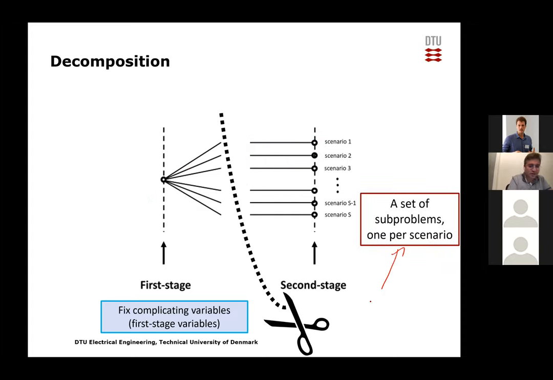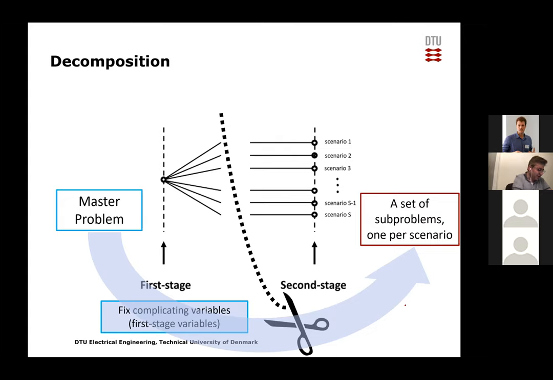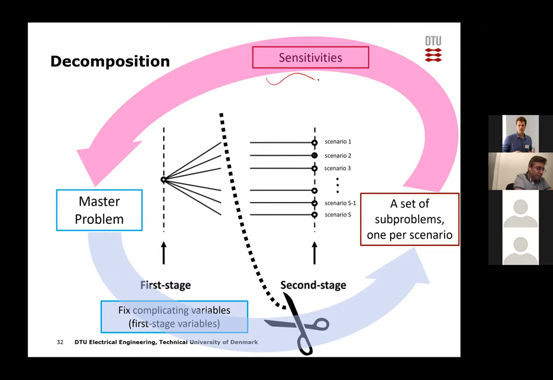So we have a set of subproblems, one per scenario, and we have one master problem. So always one master problem, but a set of subproblems, one per scenario. In the previous example, it was one per hour. So what's going on? The master problem updates the value of the complicating variables, which are given for the subproblems. And then the subproblems provide the values of sensitivities, or dual variables, to the master problem. That's how it works.